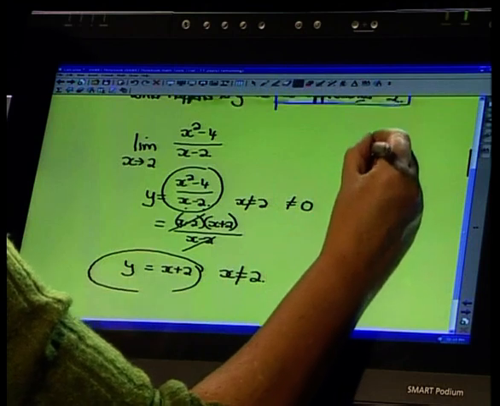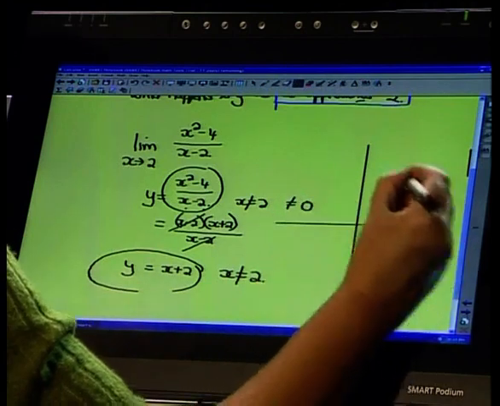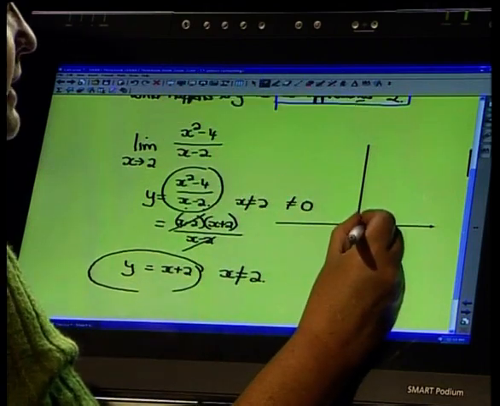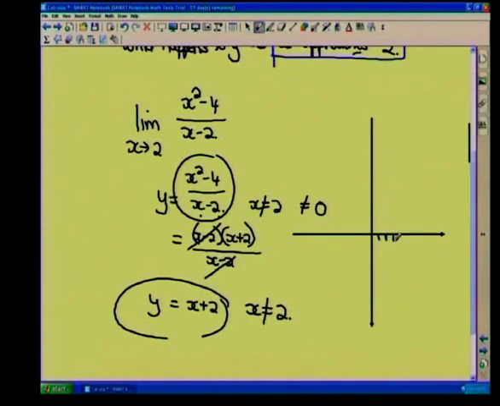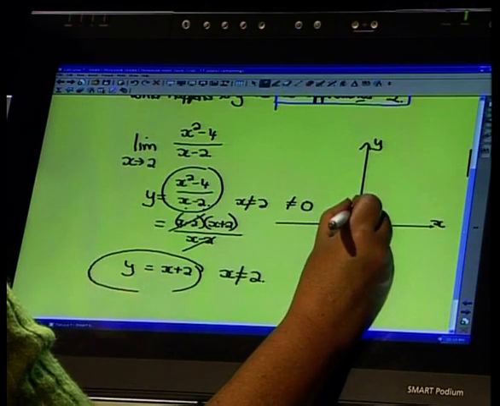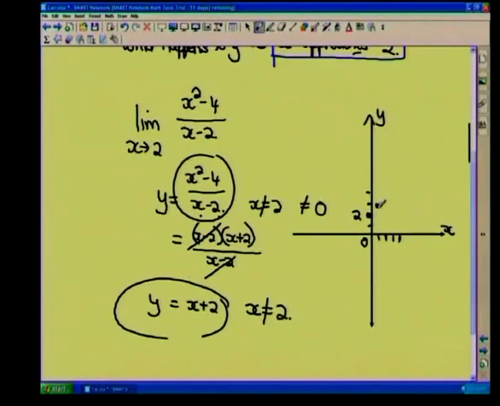Right, let's get hold of an axis, and let's start putting it together. So it's 1, 2, 3, 4. Let's mark 1, 2, 3, 4. And let's call that x-axis, y-axis, origin. Right, so we're going to plot this. So we're going to 2 over here, and the gradient is 1 up, 1 across. So it goes like this, and let's put in a nice straight line.